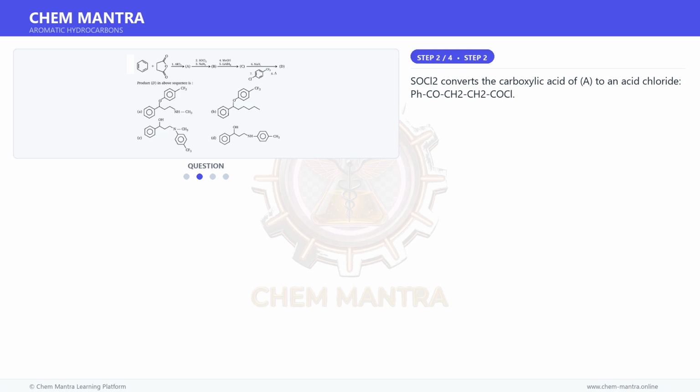SOCl2 converts the carboxylic acid of A to an acid chloride, Ph-CO-CH2-CH2-COCl. Moving on to the next step. NaN3 reacts with the acid chloride to give the acyl azide, Ph-CO-CH2-CH2-CON3. This is compound B.